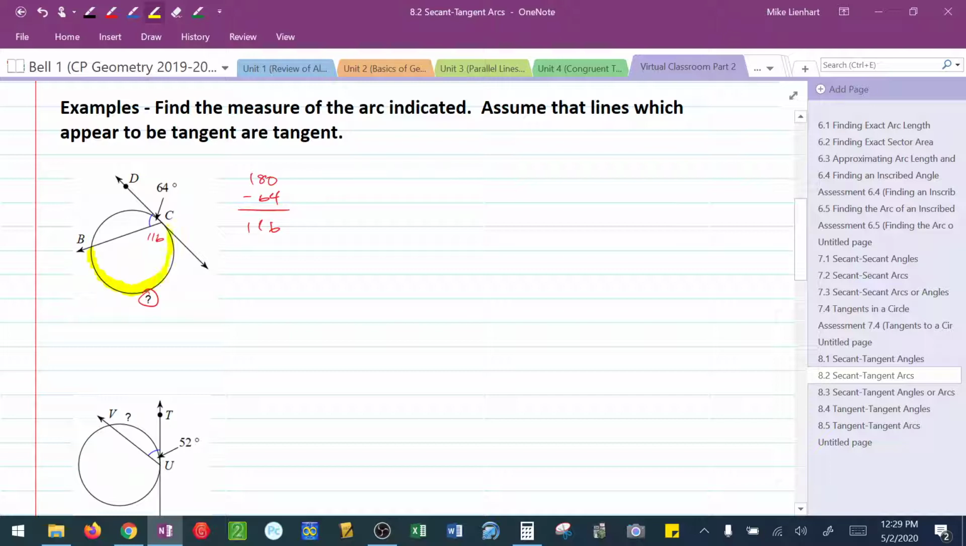So now I'm ready to find the arc. I know that the angle is equal to half the arc. So I'm going to put a question mark there. We could put X there, whatever you want to do. Now to solve for the question mark, the other way to look at the formula is 2 times the angle is equal to the arc. If I take 2 times 116, I know that the arc in this case will be 232 degrees. So remember, we're not learning anything new. We're just looking at the missing piece being something different. If you understood the secant tangent angles, secant tangent arcs should be a piece of cake.